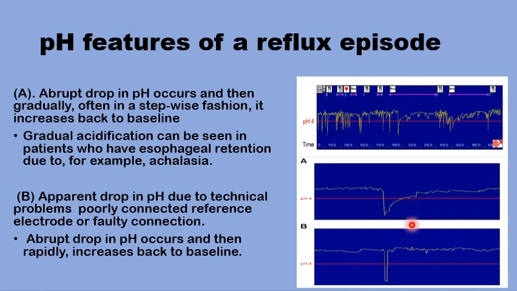In contrast, an abrupt decrease in the pH level which is corrected almost immediately back to the baseline is often due to a technical error, due to a loose electrode, for example, or a faulty connection.